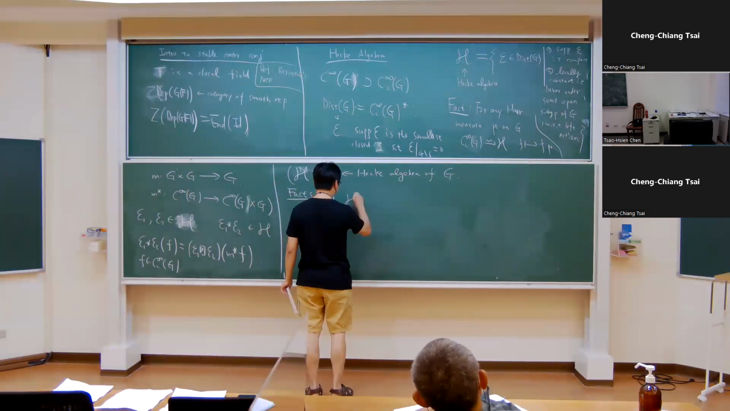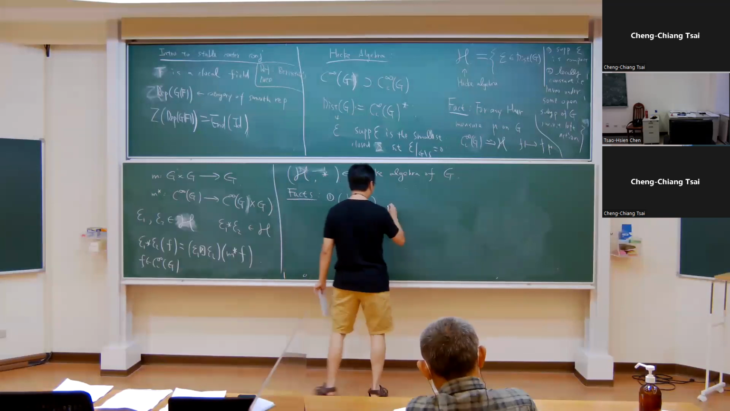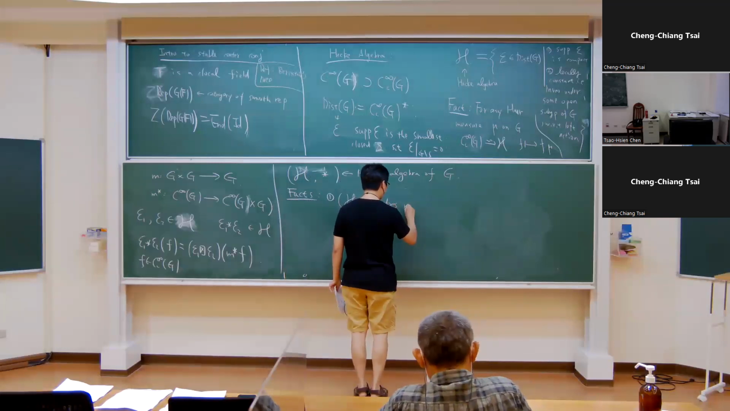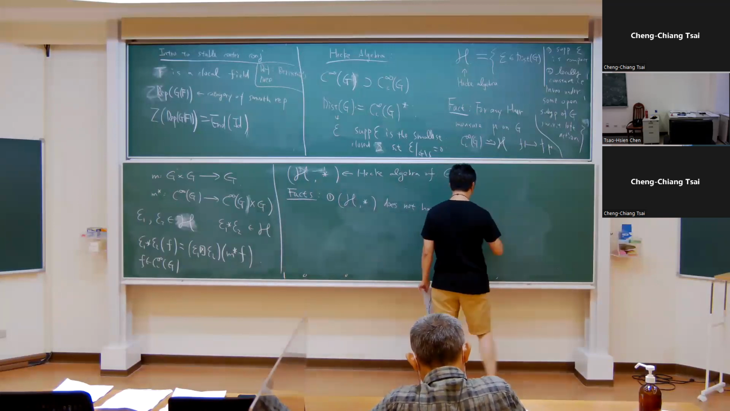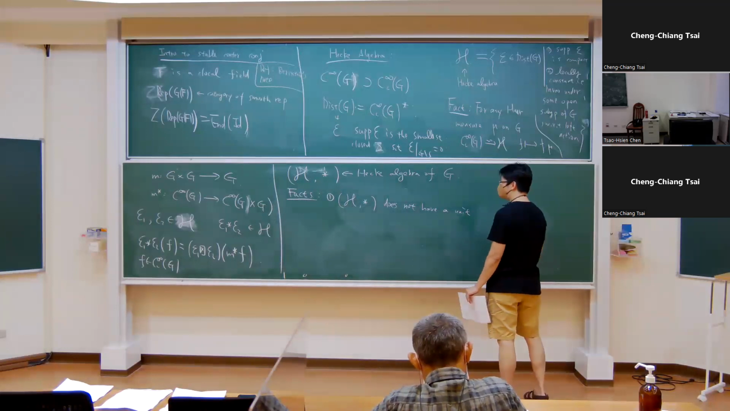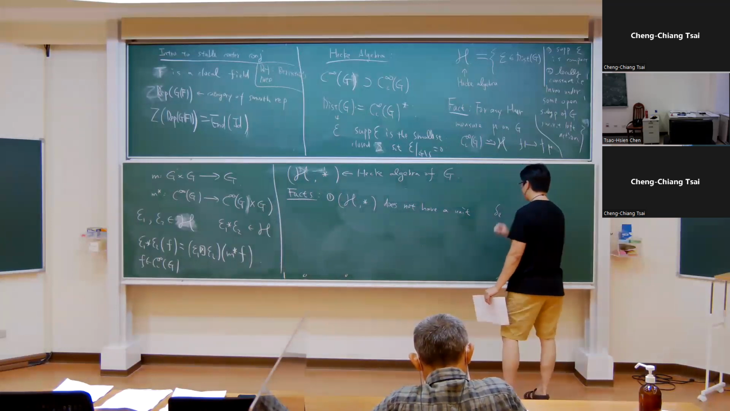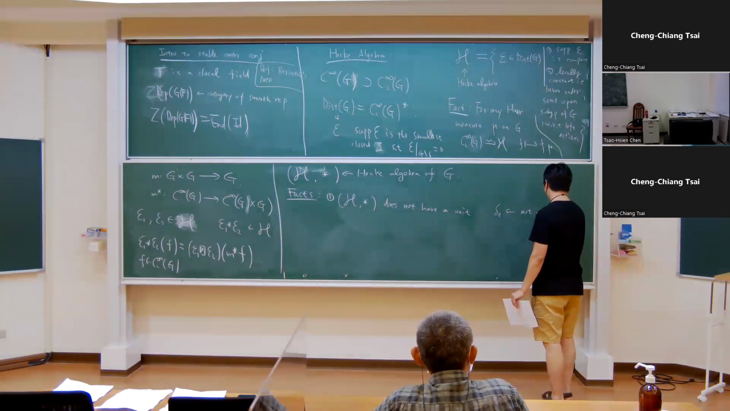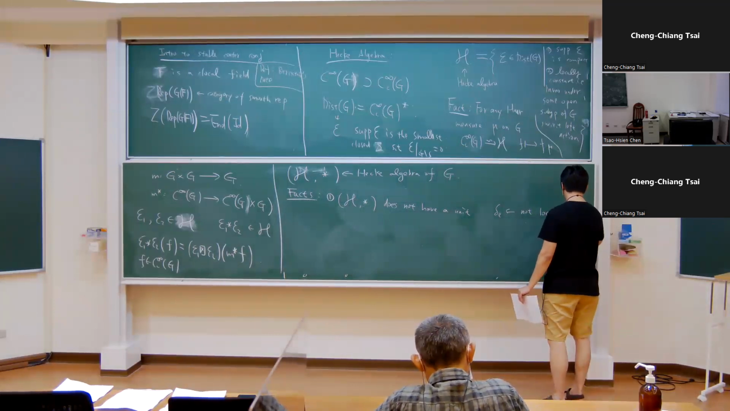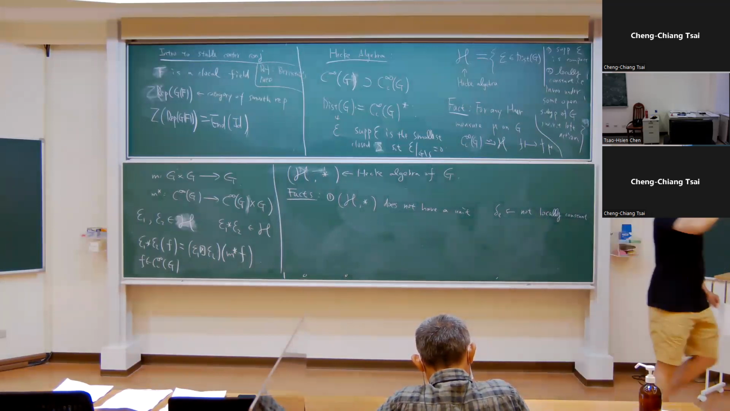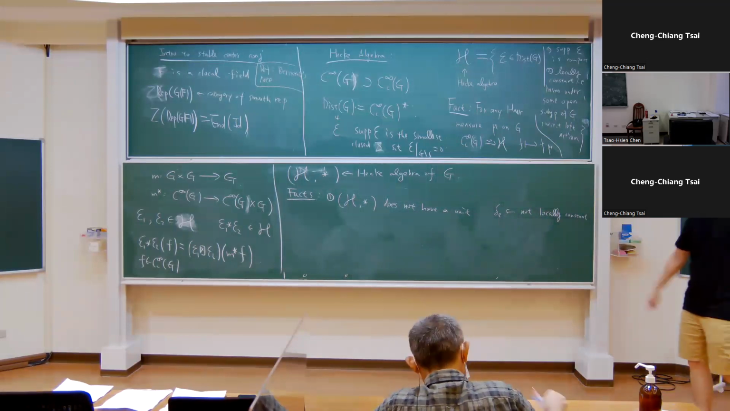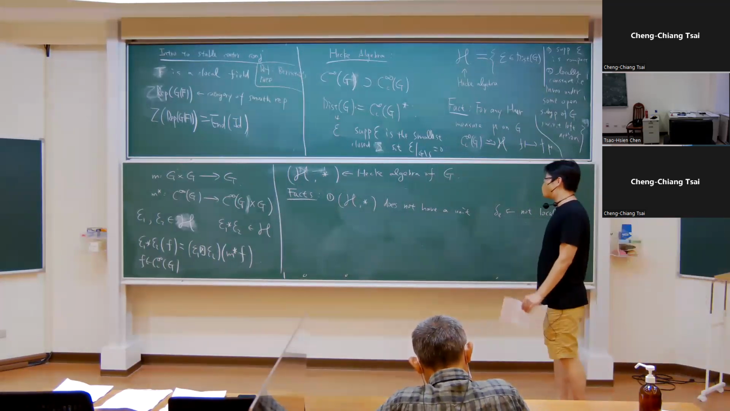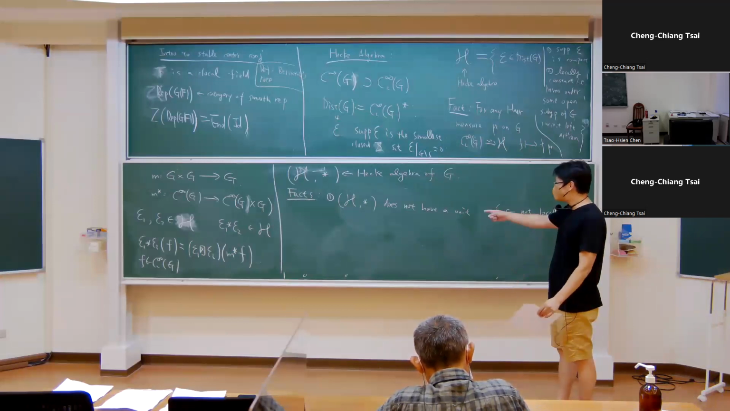So note that this does not have a unit. Because the unit would be the delta at 1, but this is not locally constant. Right? So the delta function at 1, or delta distribution, should be the unit, but it's not locally constant. So therefore, it's an algebra without unit.